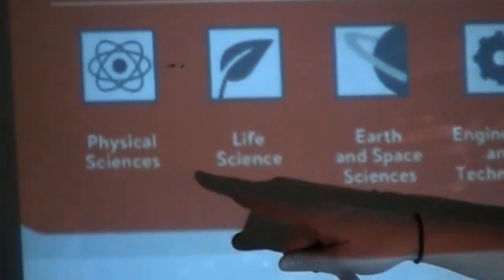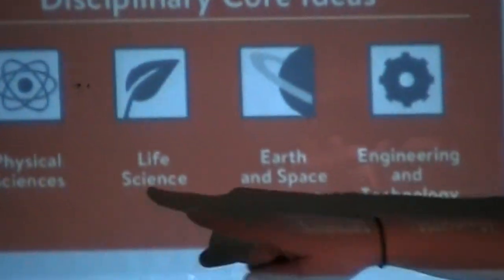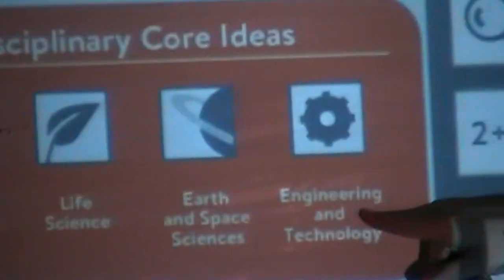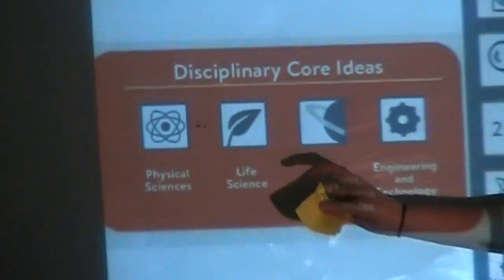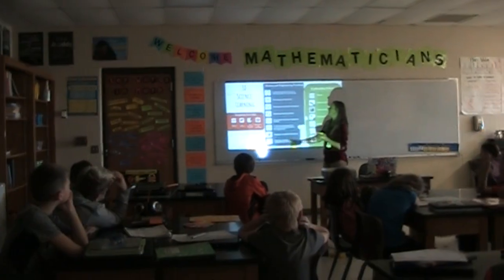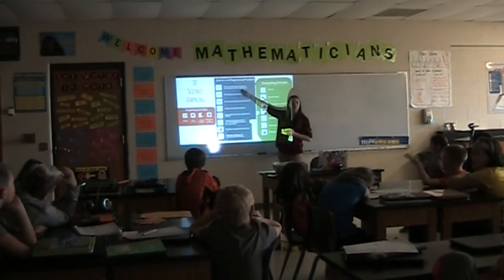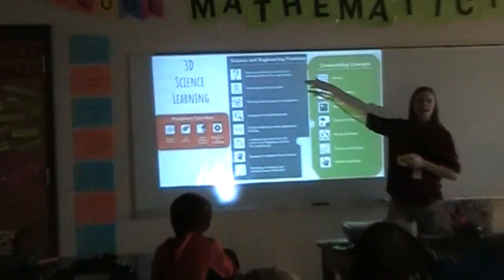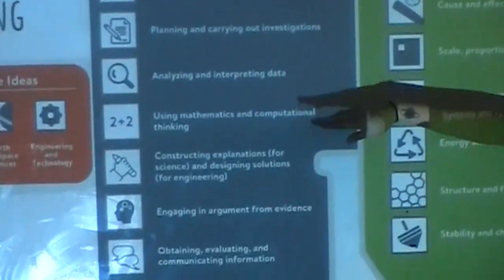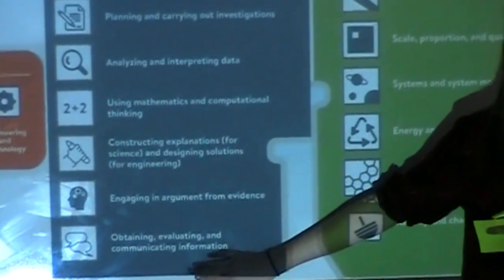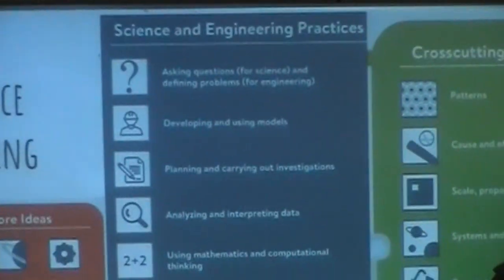Were we learning about physical science, and don't say it right now, life science, earth and space, or engineering and technology? So on your sticky note, you're going to write which one you think. Then, over here, you're going to pick what do you think we were doing as scientists? What was our science and engineering practice? Were we asking questions, developing models, planning and carrying out investigations? Which one of these? And you're going to write that on a separate sticky note.